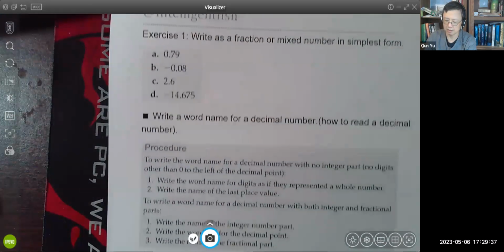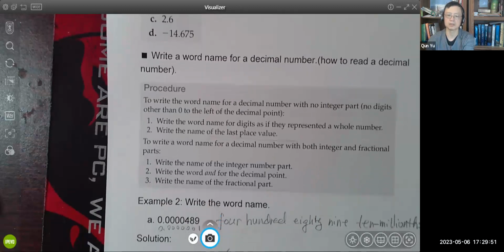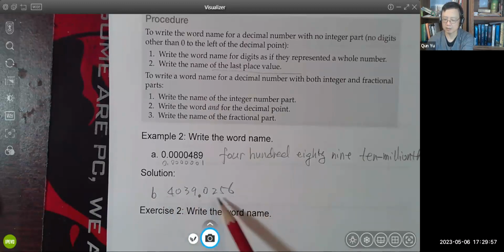Now let me insert another example. It's supposed to be here. So let's say 4039 and 0256. Just a random number. So now we have a typical decimal number. We have a whole number part, we have a decimal part.